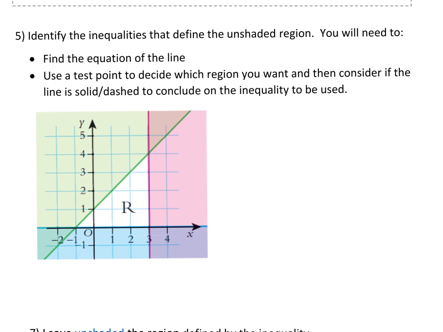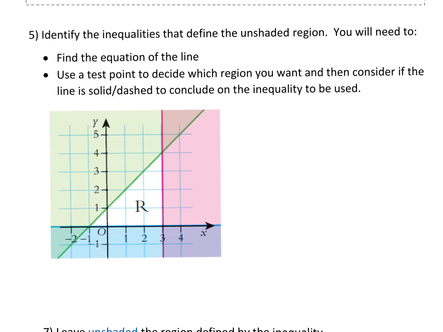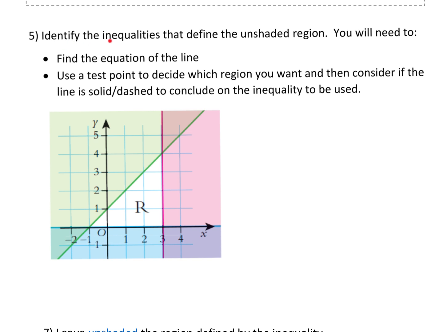Okay, let's use that to try this question here. We're going to try to identify the inequalities that define the unshaded region. So this here, it's bounded by 3 lines, so we're going to find the equation of these lines before we start. This line here cuts the x-axis at 3. The x value is always 3 for every coordinate on that line. So the rule is x equals 3.